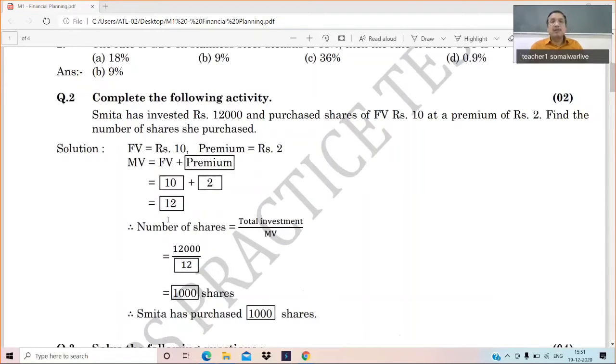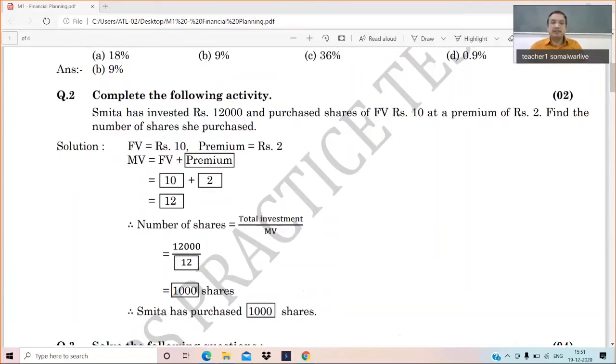Purchasing or selling is done at market value, and market value is face value plus premium or face value minus discount. Here there is a premium, so market value equals face value plus premium, 10 plus 2, which is rupees 12. So the cost of one share is 12 rupees. The number of shares is total investment upon market value: 12,000 upon 12, which simplifies to 1,000 shares. So Smita has purchased 1,000 shares.